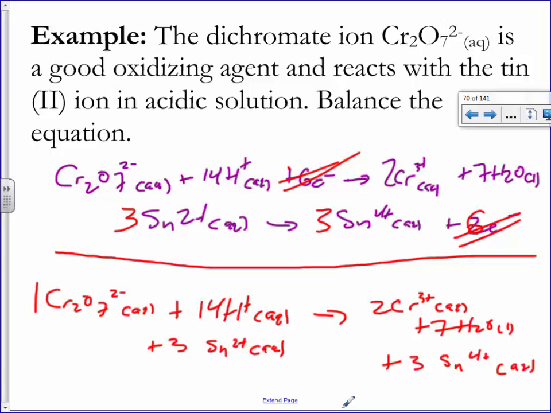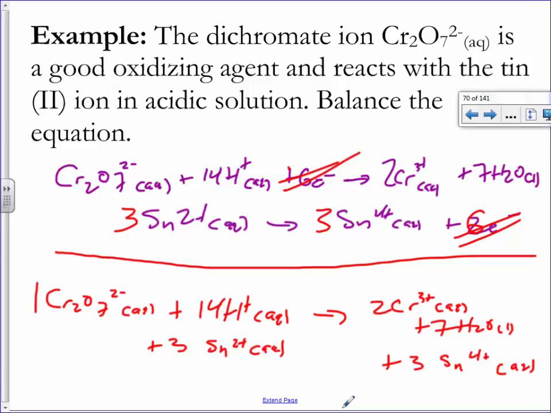Okay, one last thing. It sure looks like all of the elements are balanced. Like there's 2 chromiums to 2 chromiums and 14 hydrogens to 14 hydrogens. But this is more of a physics topic, but there is a law of conservation of charge. So whatever charge you have on the reactant side better be the same as the charge on the product side. So you should always double check to make sure that your charge adds up.